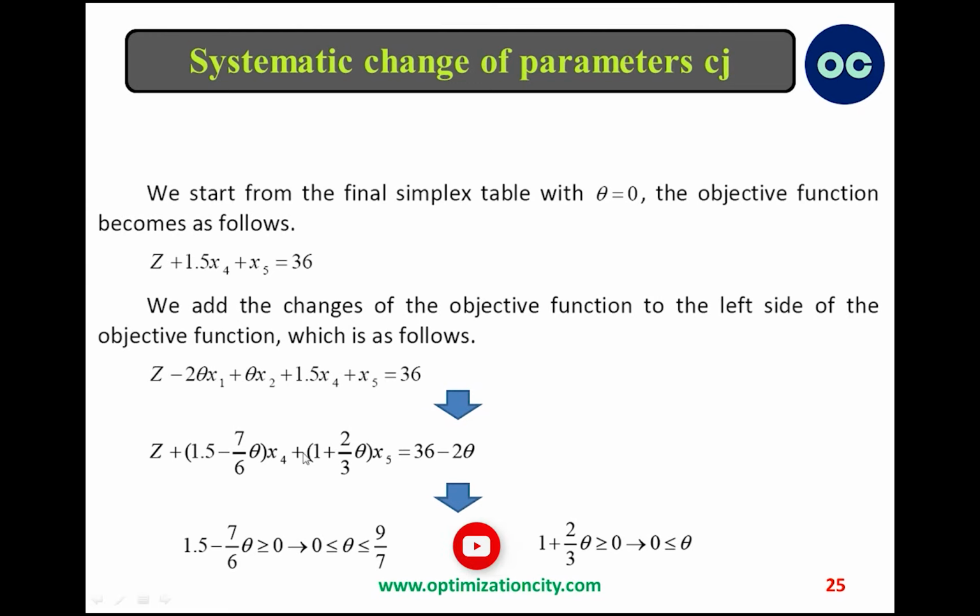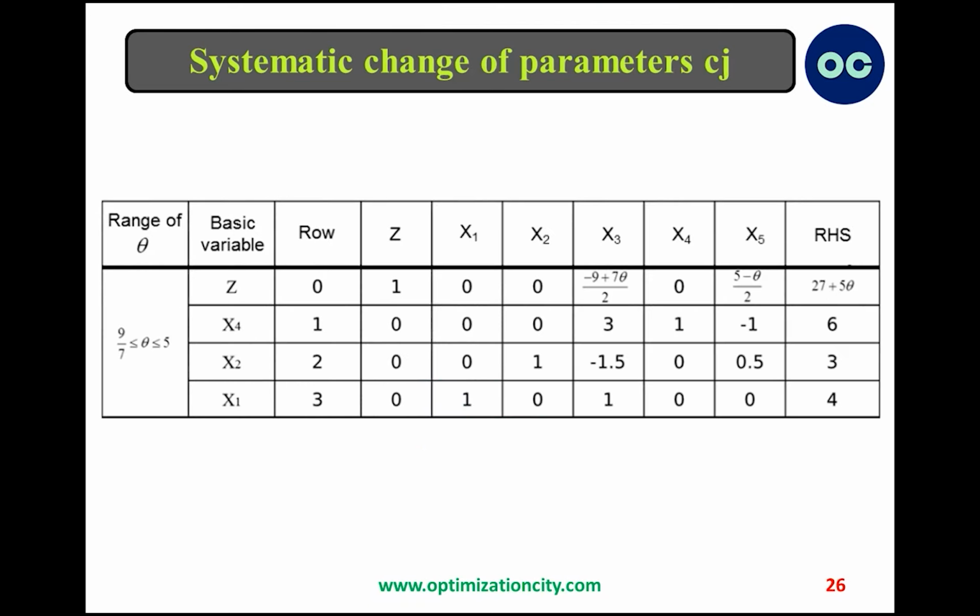That yields to here. Based on the stopping condition of the primal simplex method, if the coefficients of the non-basic variables remain non-negative, the basic feasible solution is considered optimal. Therefore, in our case, this condition holds true. Okay, if theta holds this condition, here we have the optimal solution with the basic variables x2 and x3.